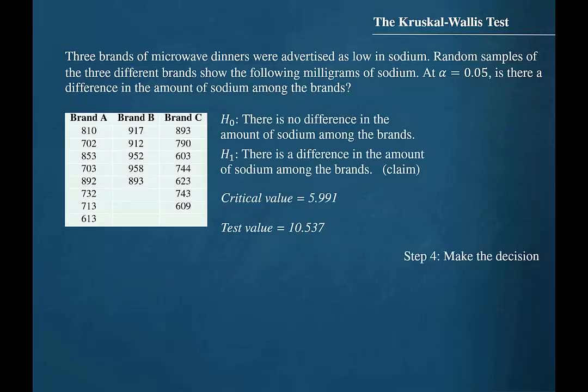Step 4 is to make the decision. Since 10.537 is greater than 5.991, we should reject the null hypothesis.